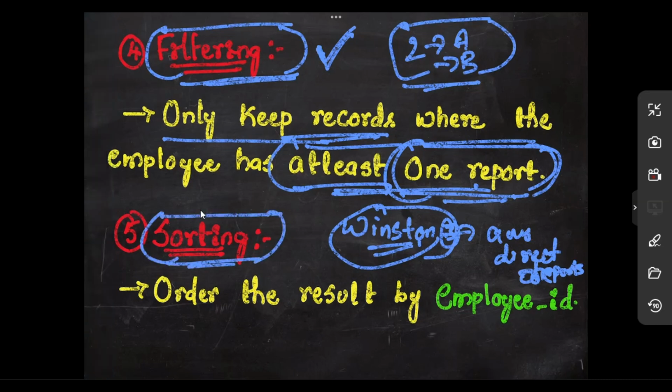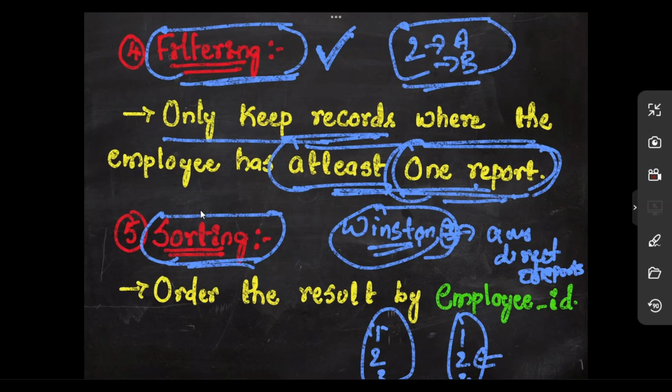The final step here is sorting. After filtering, we have to sort. In the question they have clearly mentioned based on the employee ID, so we have to sort in ascending order. We saw 1, 2 and 3 in example 1, and likewise 1, 2 and 3 in example 2, as I explained earlier.